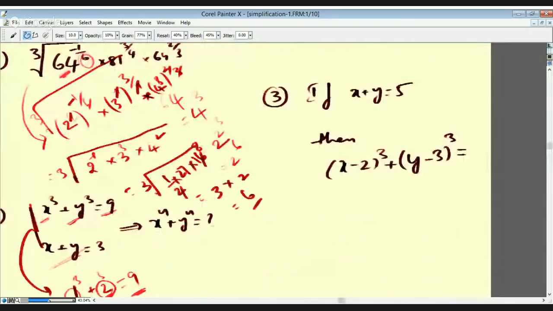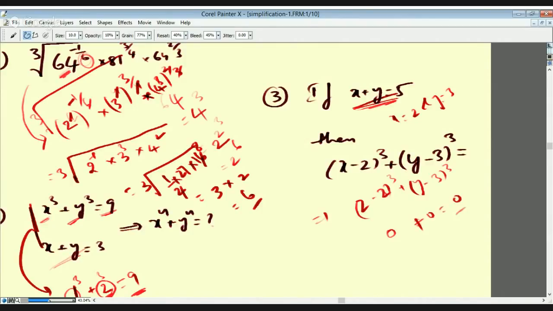x plus y is equal to 5. So friends, try to see, whenever the addition of two numbers is given as one number, what I take is x is equal to 2 and y is equal to 3, or x is equal to 3 and y is equal to 2. You substitute x is equal to 2: 2 minus 2 whole cube plus y minus 3 whole cube, this will become 0, and this will become 0. So the answer will be 0.